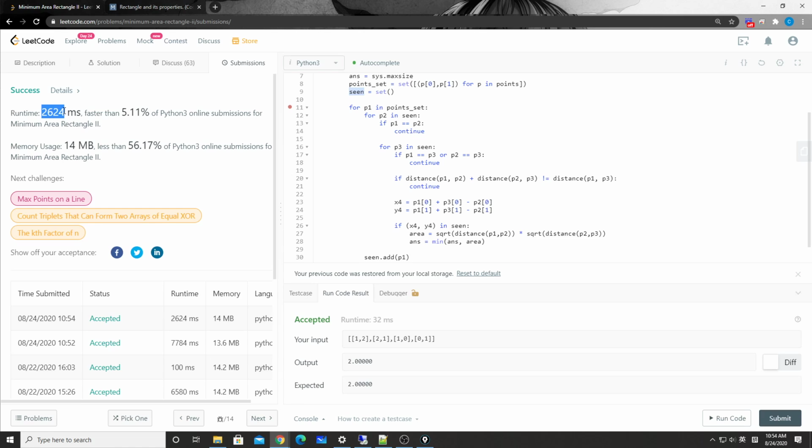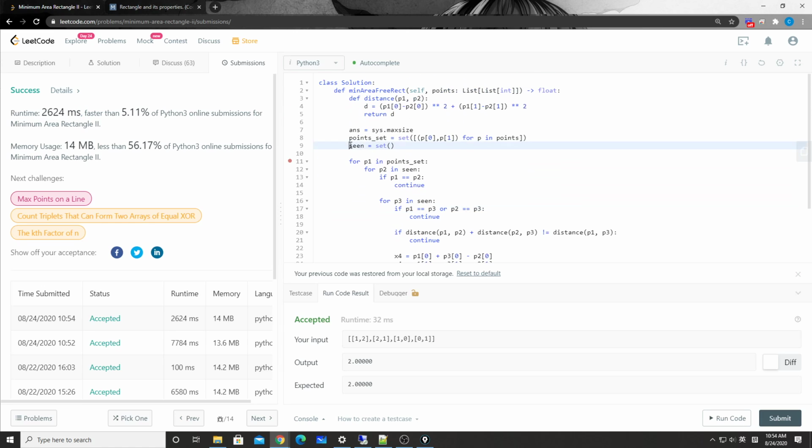Yeah, see, it's much faster. The percentage didn't change much, but the runtime did decrease a lot. Basically, for the first loop we have to loop through all the points. But for the second and third loops, we don't have to loop through everything. We just need to loop through the points that we have seen before. That's why I'm using this seen set to improve this.